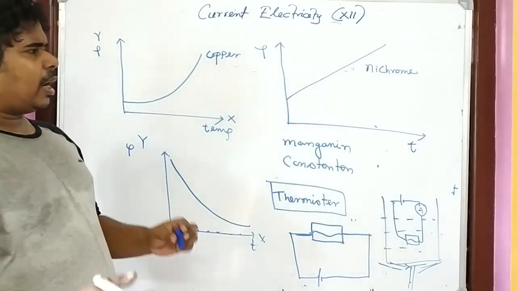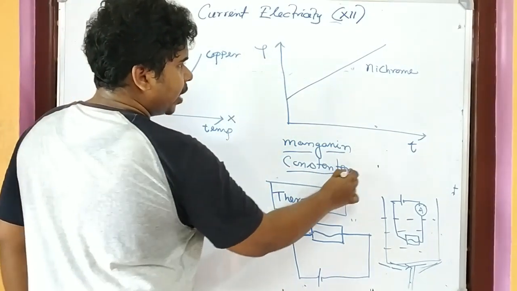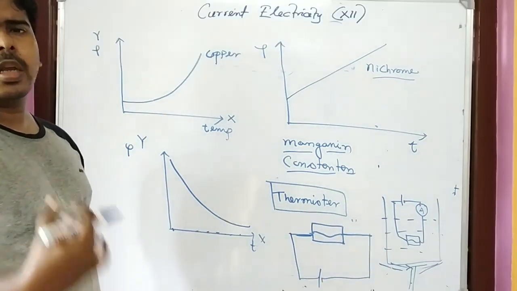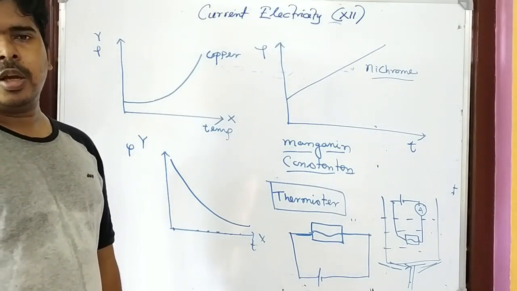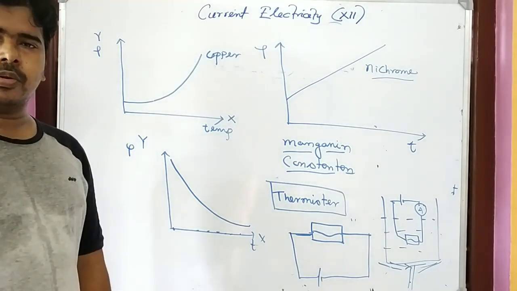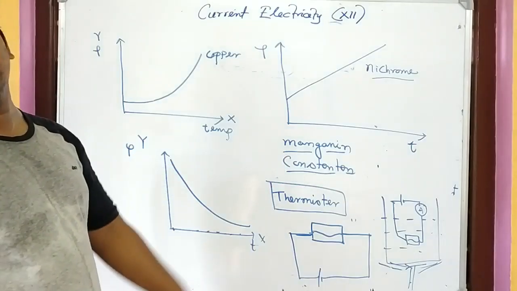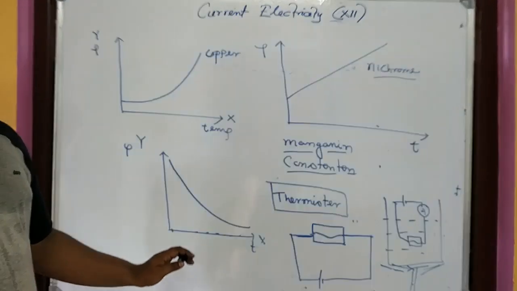So these are the resistances, and manganese, constantan and nichrome, these alloys are mainly used to make wire resistances. You have to do practicals in your school, and you will see that in most cases manganese is used. Okay, for today it is enough.